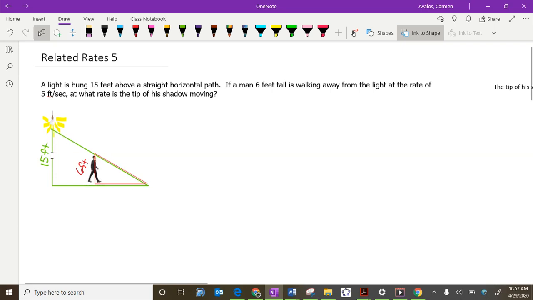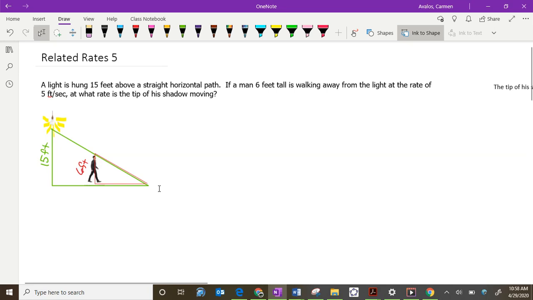If you notice, there's a green triangle, which is the big triangle that contains the 15 feet. And then the man makes his own triangle, and that one's the red one, which is 6 feet tall. We need to discuss how the horizontal distance is working. These are similar triangles because they're both right triangles and they share the same angle, which is the definition of similar triangles in geometry.